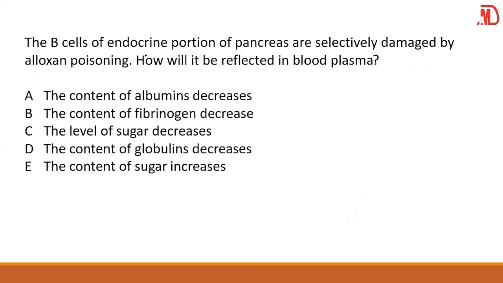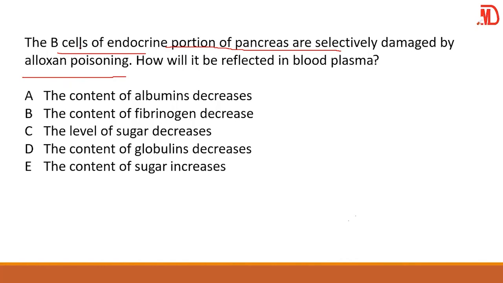The B cells of the endocrine portion of the pancreas are selectively damaged by alloxan poisoning. How will it be reflected inside the blood? Now, when the B cells are damaged by a poison, what happens? It means the B cells are destroyed.